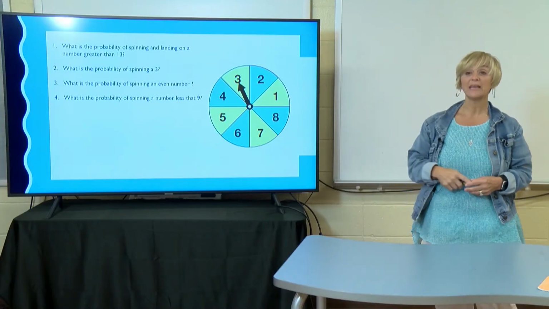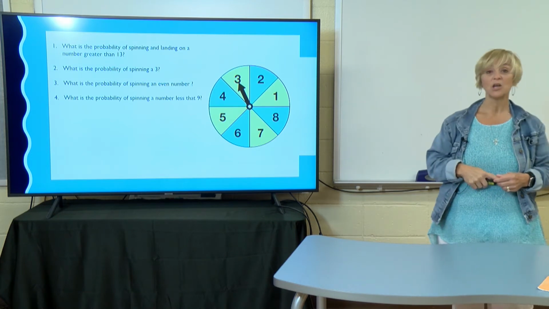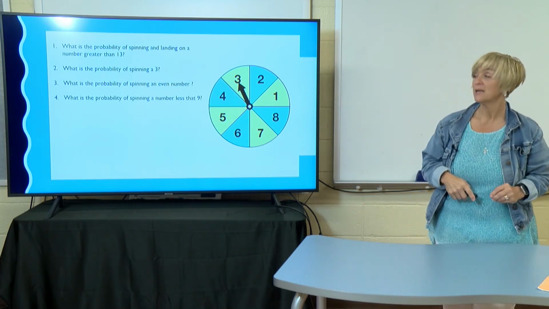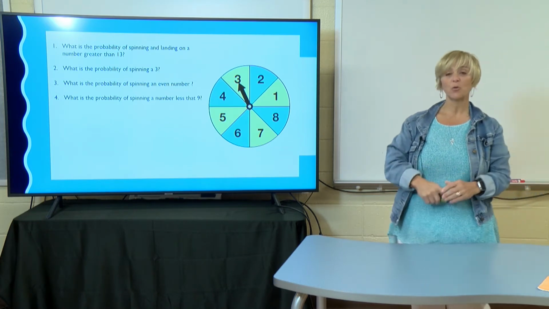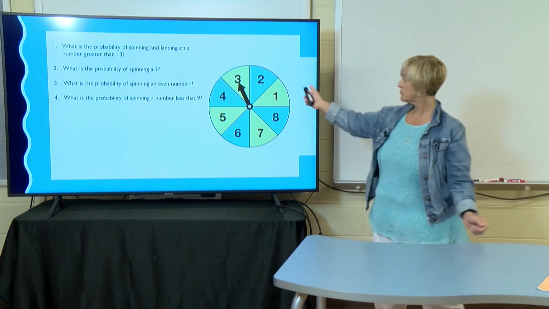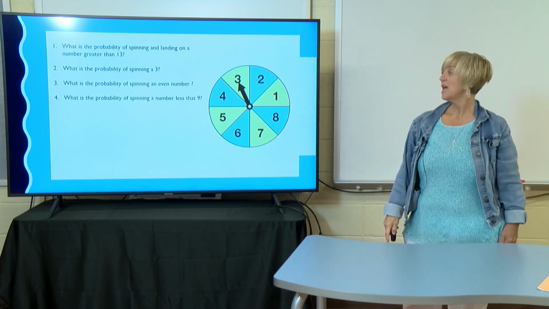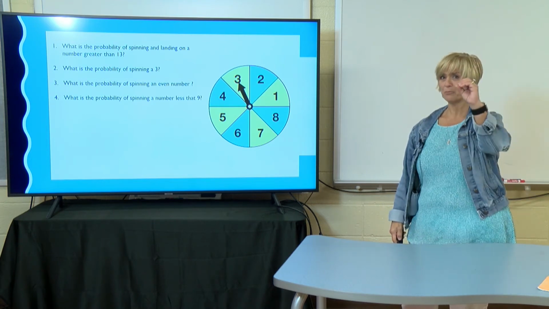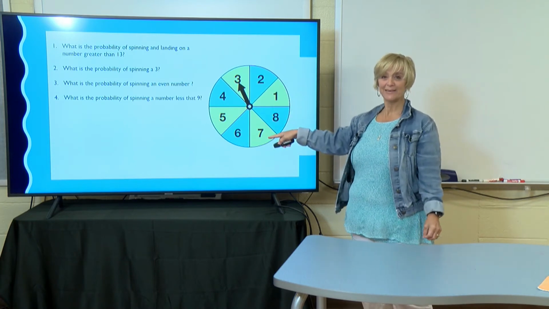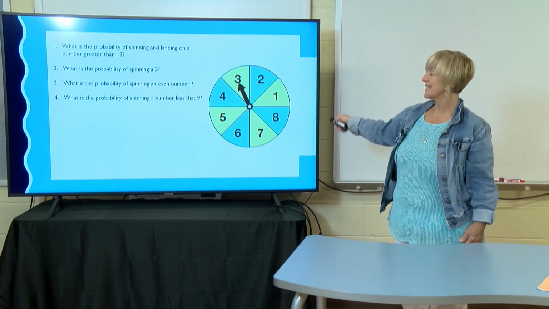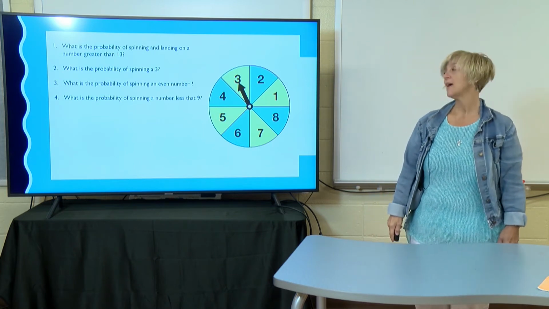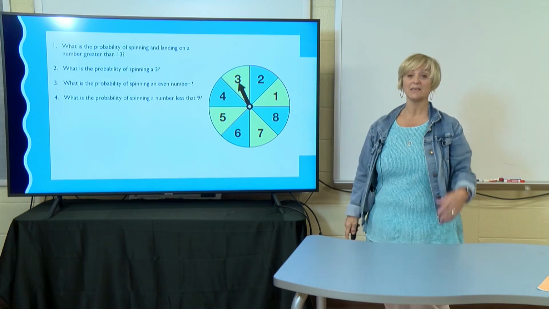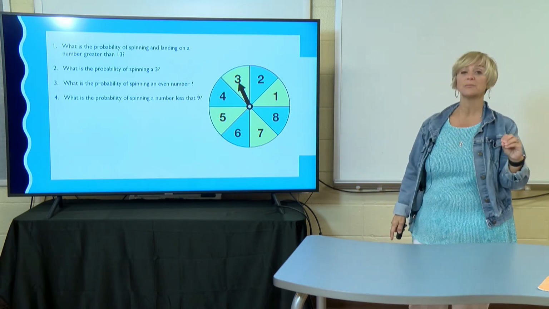So let's see if you can answer these questions on probability. Number 1, let's look at the first one. What is the probability of landing on a number greater than 13? Well, here's our spinner. What is the probability of spinning and landing on a number greater than 13? 0. Do you see 13 on here? There's not a 13 on there. That is an absolutely impossible outcome because we don't even have a 13 on our spinner. So number 1 is 0% chance. It is an impossible event.